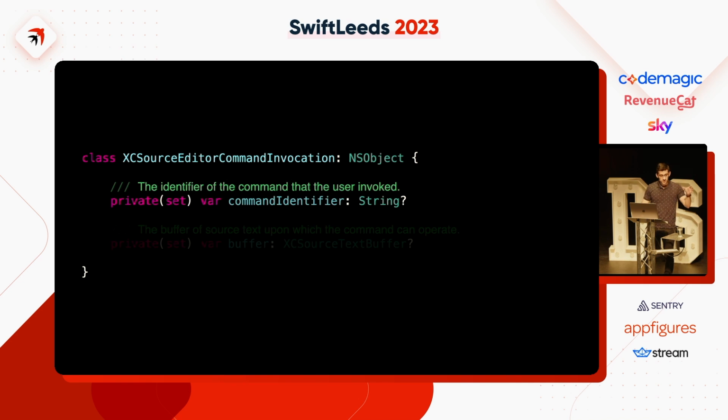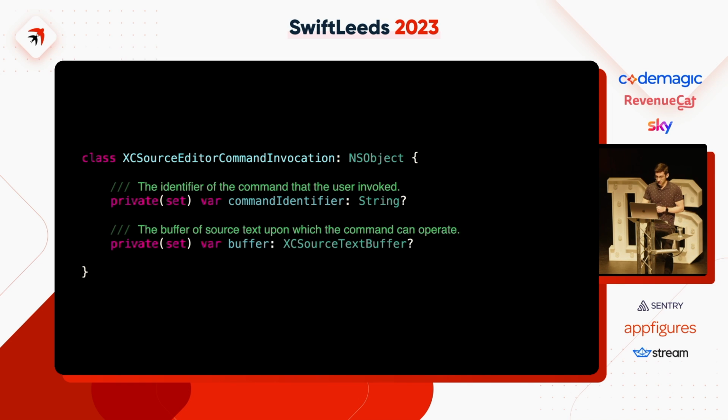So as we saw in previous examples, since editor extensions can have multiple commands, we need to make sure that we're running the right code for the right command that was selected. So we have the command identifier property for that. And then easily the most important property in this whole experience, the text buffer. We'll look at this more closely in just a minute, but in simple terms, it allows us to read and modify the contents of the source file programmatically.